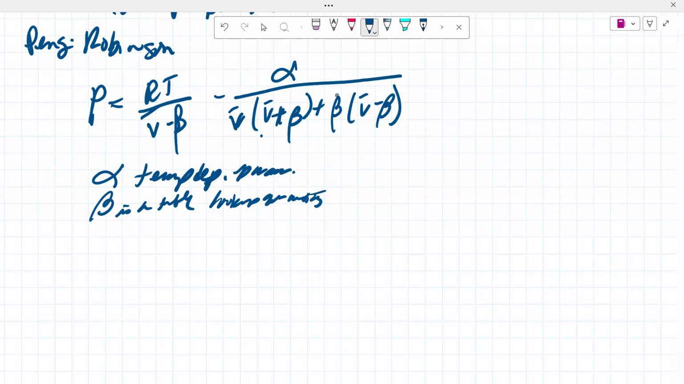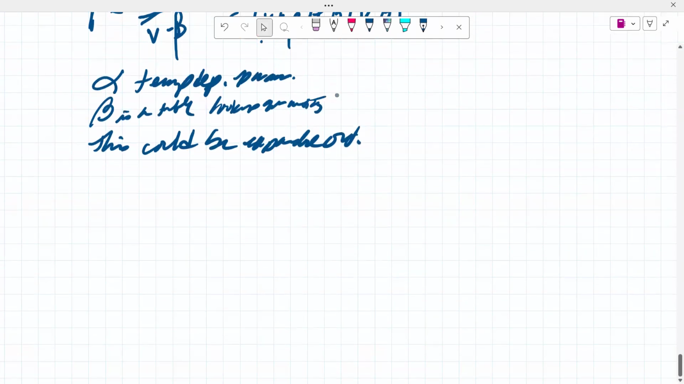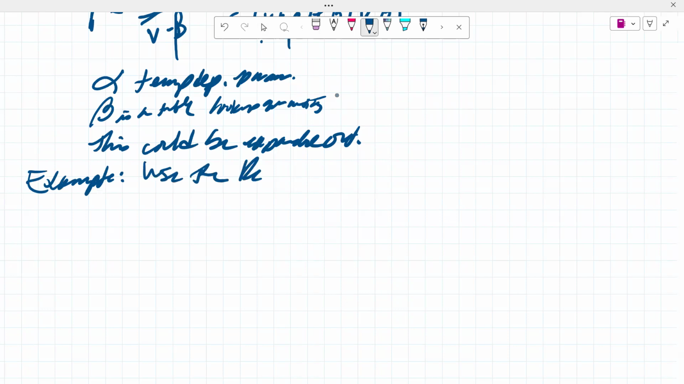This can be expanded out to an equation. This could be expanded out, but I don't think we're really going to do that. All right, so example. Use the Redlich-Kwong form equation.